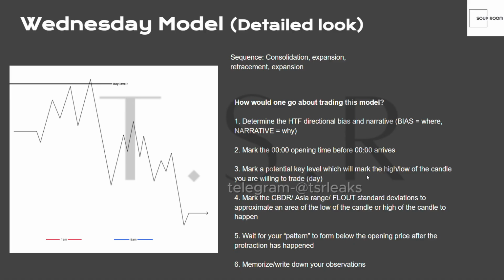Step 5, wait for your pattern. And I say pattern in quotations because in reality, it is more of a profile. Wait for your pattern to form below the opening price after protraction has happened. And number 6, memorize, write down your observations. This is your journal. This is probably the most important part of your trading after execution. Journal everything.